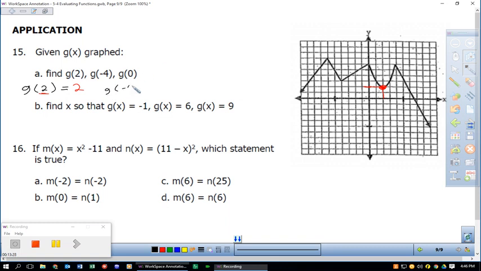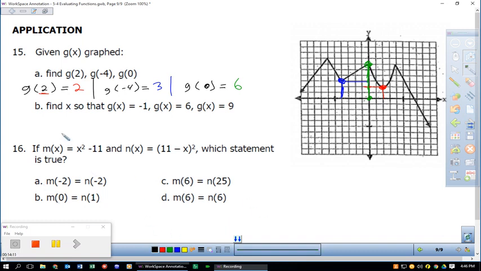G of negative 4, we're going to go to negative 4, so 1, 2, 3, 4, and if we trace it up, we have this point right here, and that is at 1, 2, 3. That is at 3, so g of negative 4 is 3. G of 0. Okay, so that means x is 0. So we're going to look at this point right here at 0, go up till we hit our graph, and how high is that right there? 1, 2, 3, 4, 5, 6. G of 0 equals 6.